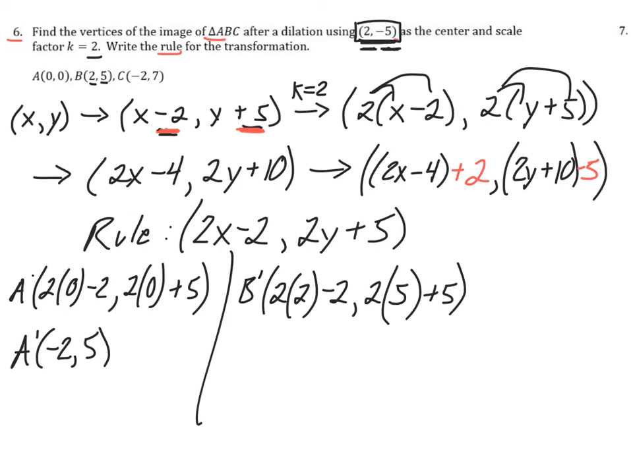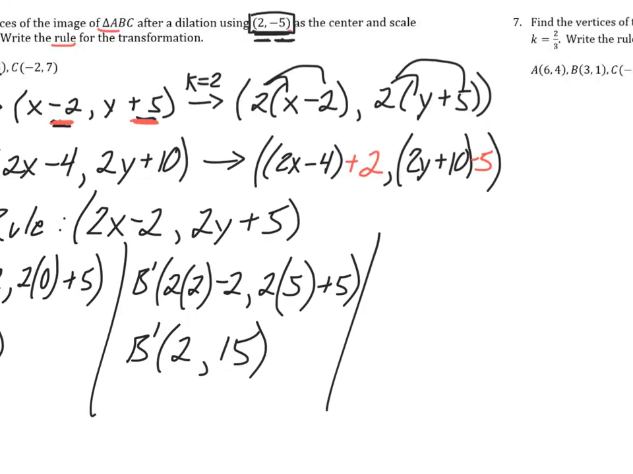So now we can simplify this one. It looks like I'm going to end up with 4 minus 2, so I'm going to end up with 2. And then we have 10 plus 5, so I end up with 15. And lastly, I slid this over a little bit just so I could fit c prime in here.